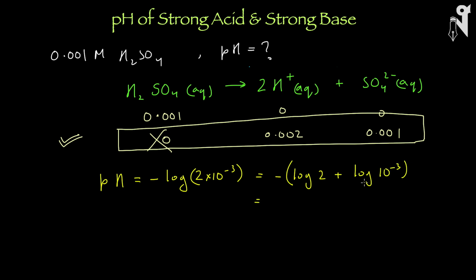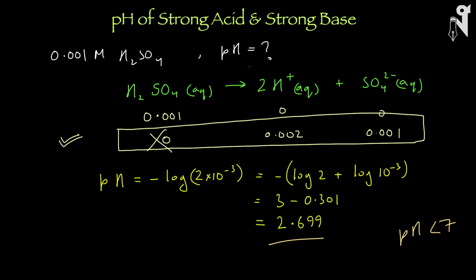Log of 10 power minus 3 will be minus 3, and there's a minus outside, so you'll put 3 over there, and minus log 2. I hope you know the value of log 2. It's base 10, so it is 0.301, right? So this becomes 2.699. So you can see it is pretty acidic. Values of pH less than 7 is acidic and is coming as acidic. It was a strong acid, so everything is all right. So that is how you find the pH of strong acids.